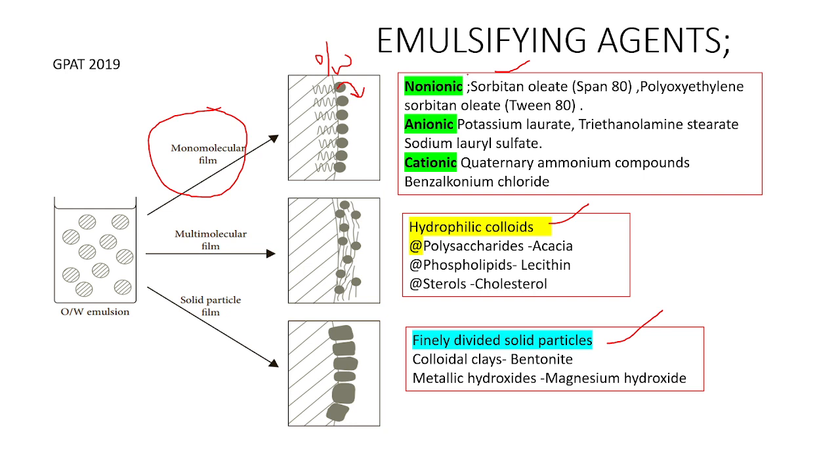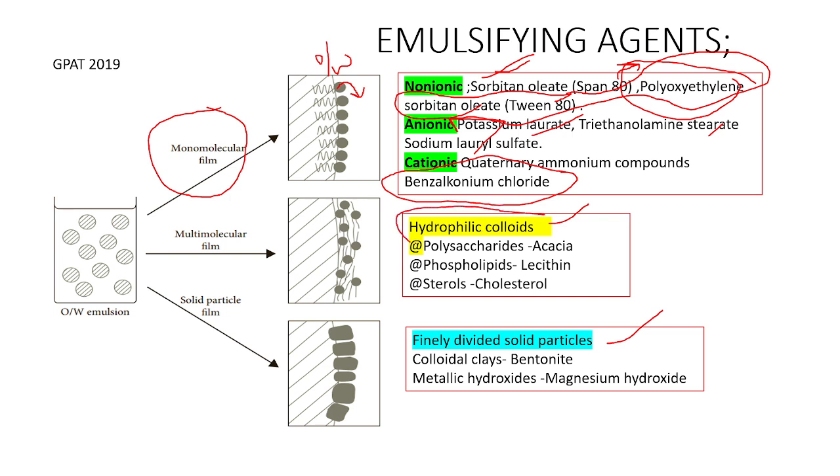Under the non-ionic surfactants, sorbitan oleate, Span 80, and Tween 80 are both liquid in nature because of the presence of oleic acid, which is liquid in nature. Next is polyoxyethylene sorbitan oleate, whose entire name we call Tween 80. Next is anionic surfactants: potassium laurate, stearate, and sodium lauryl sulfate all act as anionic surfactants. Next is cationic surfactant, a quaternary ammonium compound, benzalkonium chloride.